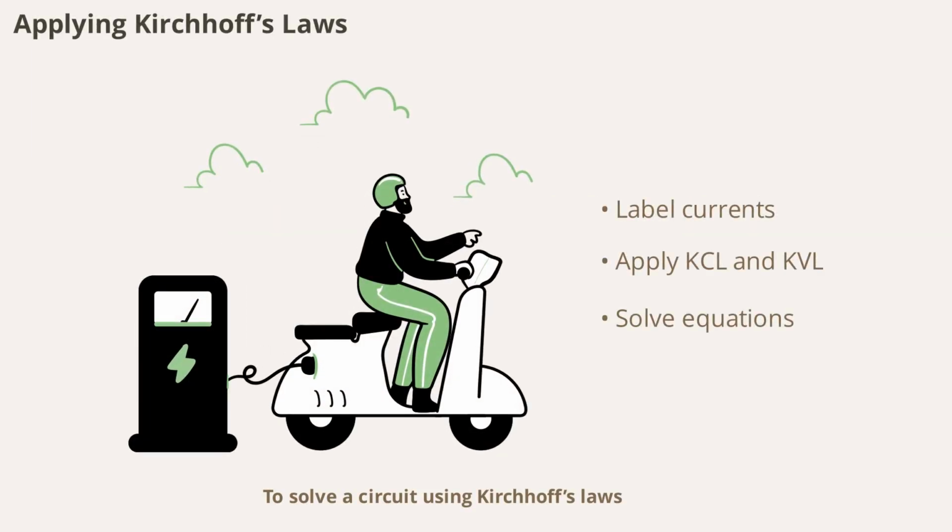Solve a circuit using Kirchhoff's laws. Start by labeling all currents and assigning loop directions. Apply KCL at each junction to set up equations for current, and use KVL for each loop to relate voltages and resistances. Solve the resulting system of equations to find unknown currents and voltages. This method is especially useful for circuits that cannot be simplified into series or parallel combinations.